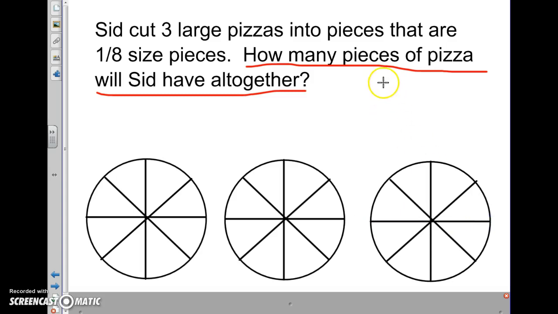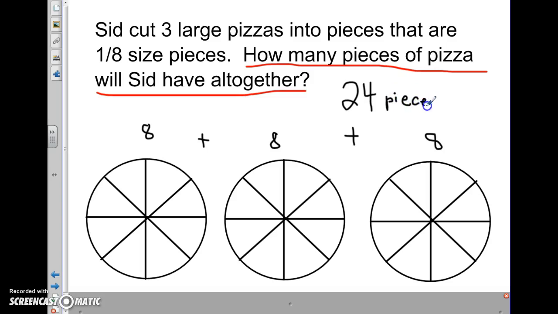And now we just want to know how many pieces there are total that she has. We have 8 here. We have 8 here. We have 8 here, right? Because when you take one thing and divide it into 8ths, you're going to have 8 pieces. So we have 8 plus 8 plus 8, and that's going to be a total of 24 pieces.